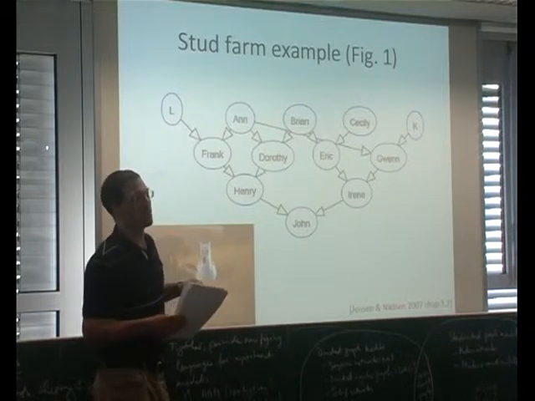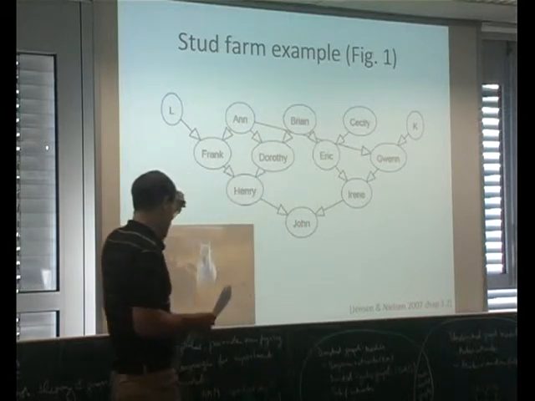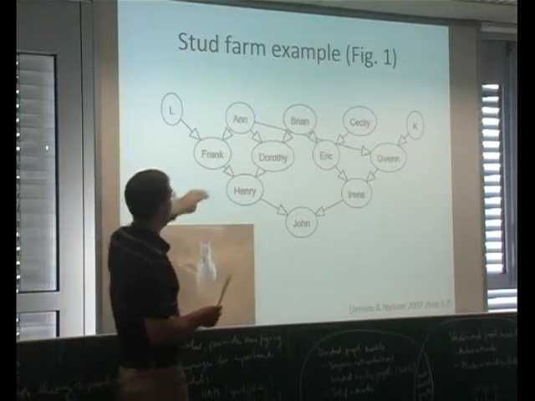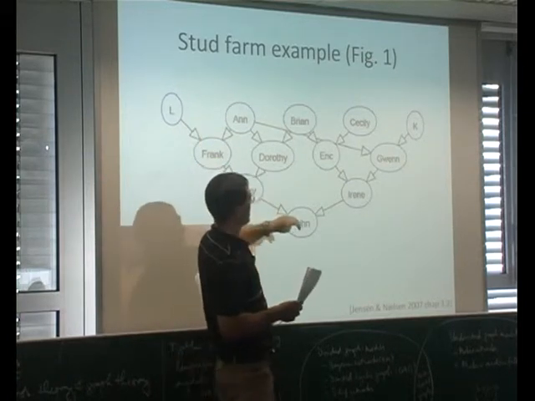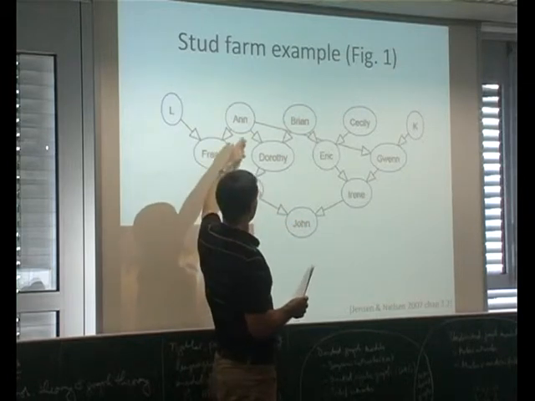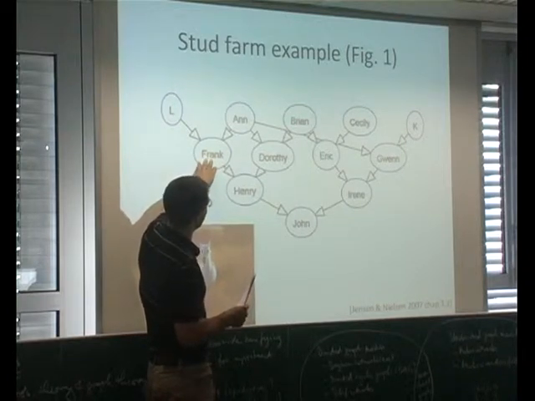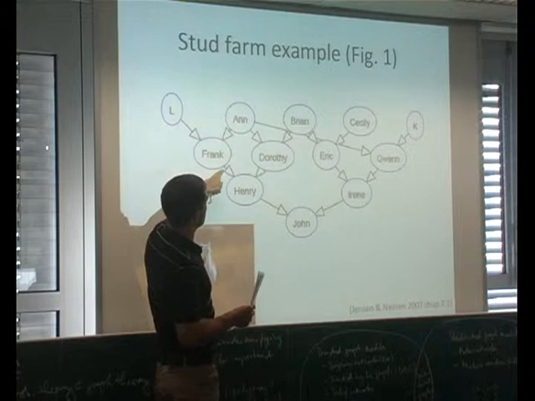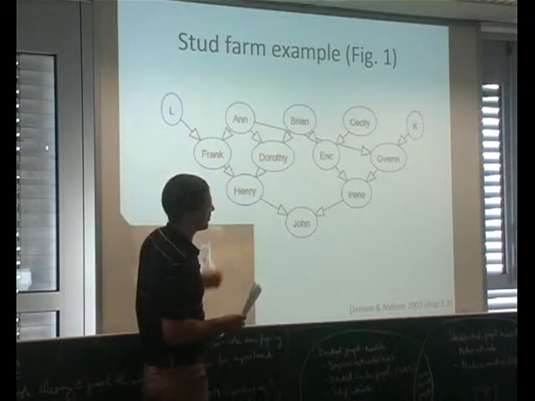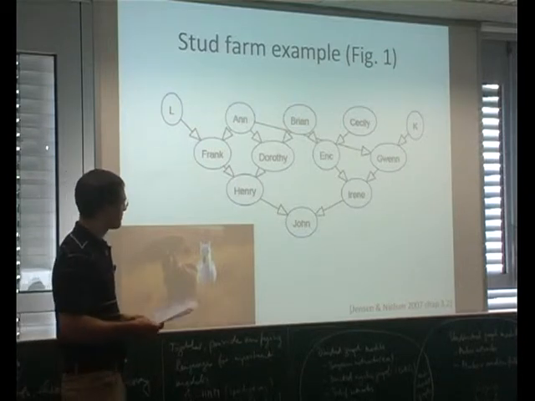I'm using that model because on a stud farm, the example comes from Jensen and Nielsen, it's a plausible assumption that we know who fathered a specific horse, or who engendered it. So who were mothers and fathers? Mother is always clear, father is less clear. Anyway, we know who engendered a specific horse, and we also know the nature of these arrows. So we know the conditional probability tables from Mendelian genetics.